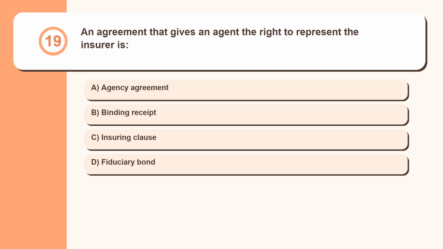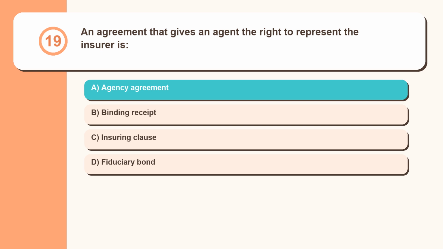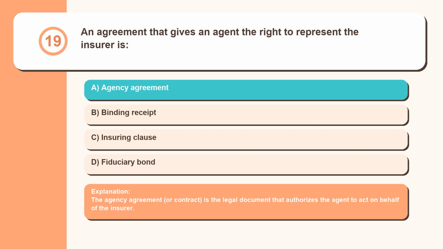Question 19. An agreement that gives an agent the right to represent the insurer is agency agreement, binding receipt, insuring clause, fiduciary bond. The agency agreement, or contract, is the legal document that authorizes the agent to act on behalf of the insurer.